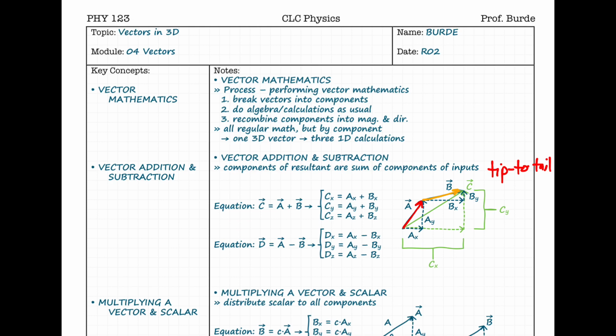We've also talked about how subtraction is the same as addition. Instead of subtracting a value, we are adding a negative. And the same way, if we're subtracting a vector, we can subtract all of the components one by one.